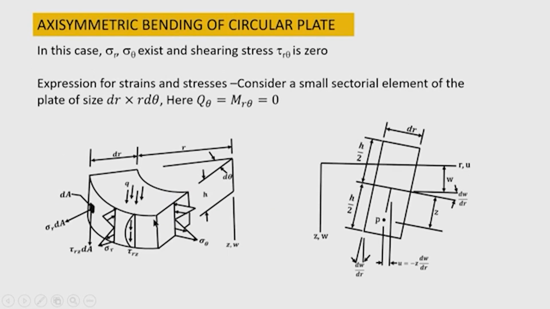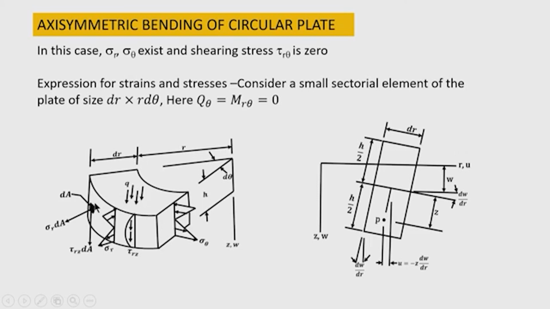Now, let us see what quantities we have to take into account. We have to take into account the bending moment in the radial direction and the bending moment in the circumferential direction, and due to the axisymmetrical condition, Q theta and M r theta will be 0, only Q r will exist. Now, say this is a portion of a plate of very small length dr at a radial distance r, which subtends an angle d theta, and q is the transverse load acting on the plate.